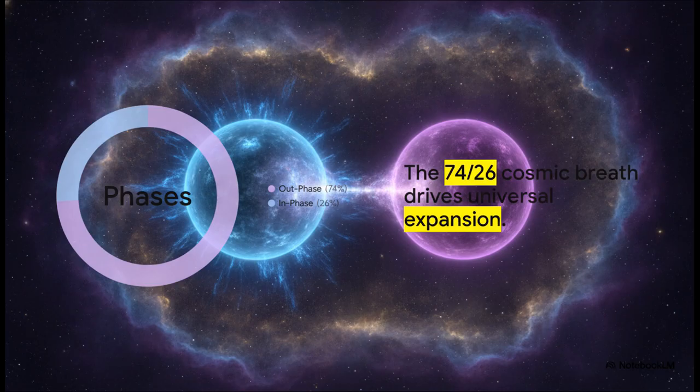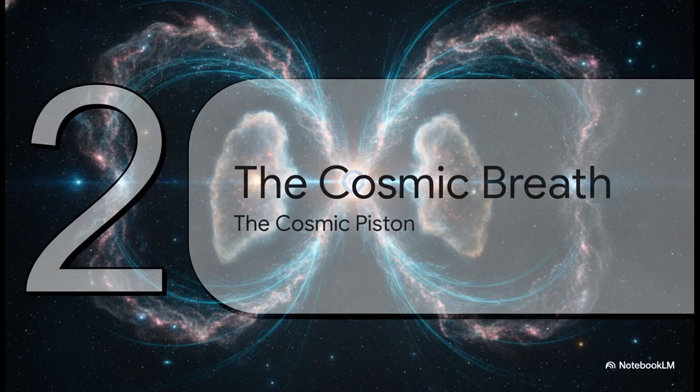Meanwhile, the other side of that infinity sign is a smaller 26% in phase, meaning it's shrinking or inhaling right now. And this imbalance is exactly what modern astronomy observes and labels as dark energy, or cosmic acceleration. But in this model, it's just the natural outward pressure of our current phase in the cycle. Moving right along to part 2, the cosmic piston and the breathing cycle.